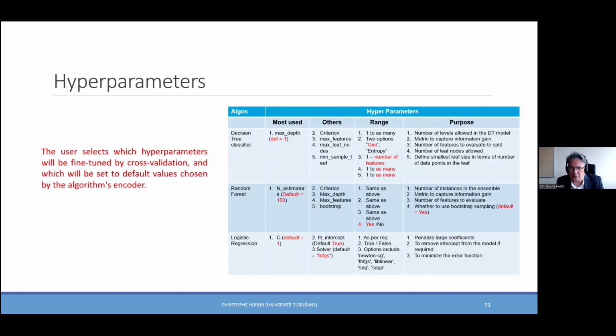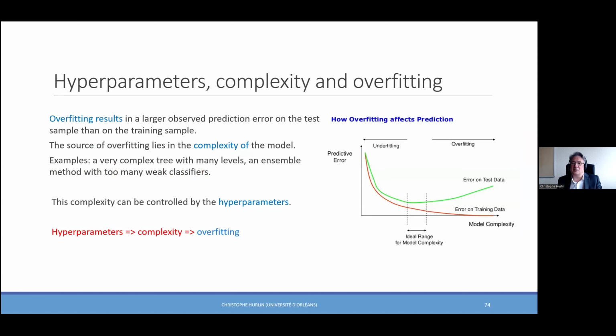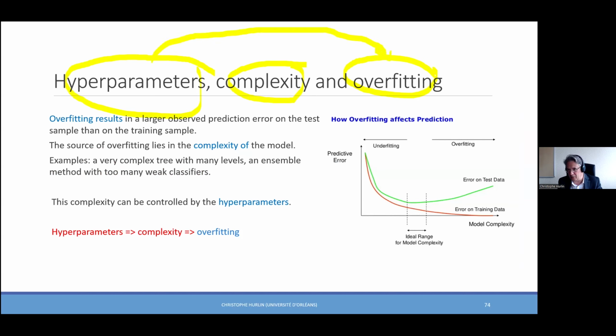So this is another table, for instance, that defines the hyperparameters that are most used. For instance, here for a decision tree, in general, we control the maximum depth of the tree. But there are also criteria that can control the complexity of models that can be considered as hyperparameters. We will see this point tomorrow. So what is the link between complexity and overfitting? There is a link between complexity and overfitting, and there is also a link between hyperparameters and complexity. And so the hyperparameters are the way to control overfitting.